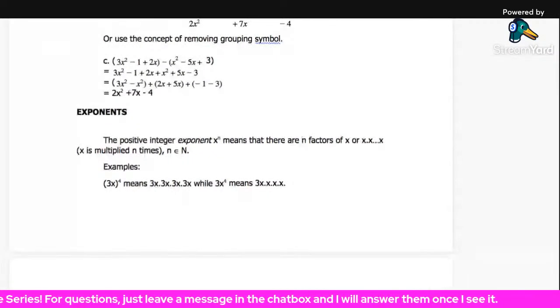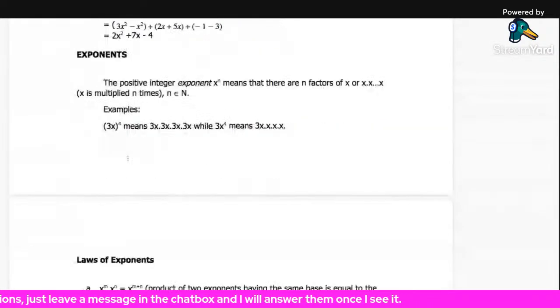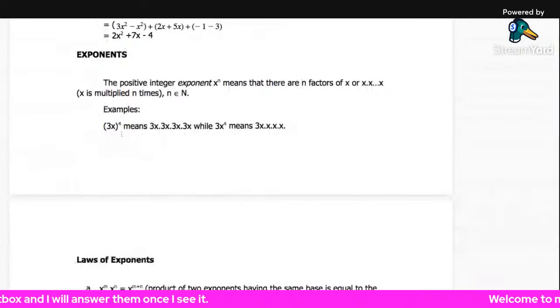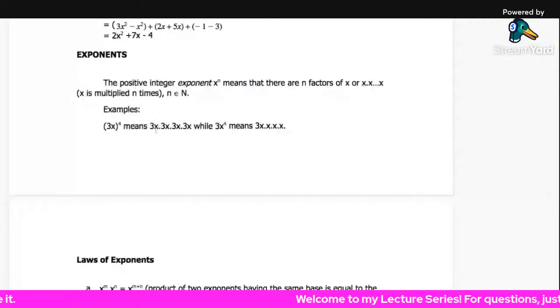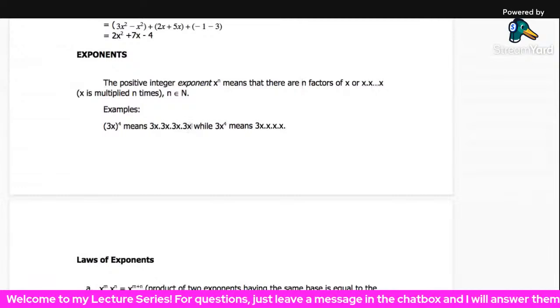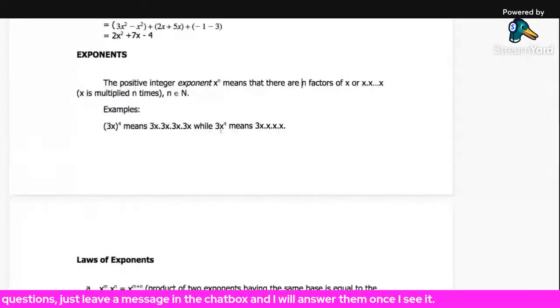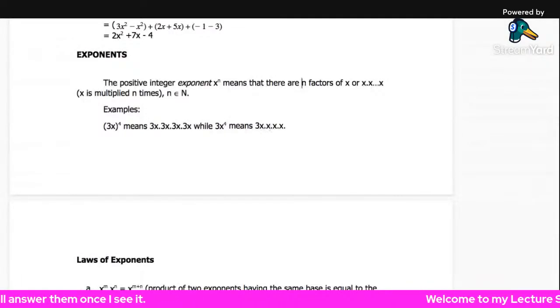Okay, so for example, if we have the quantity 3x to the fourth, it means that we are multiplying 3x 4 times to itself. So 3x times 3x times 3x times 3x. While 3 times x to the fourth means that 3 times x times x times x times x.